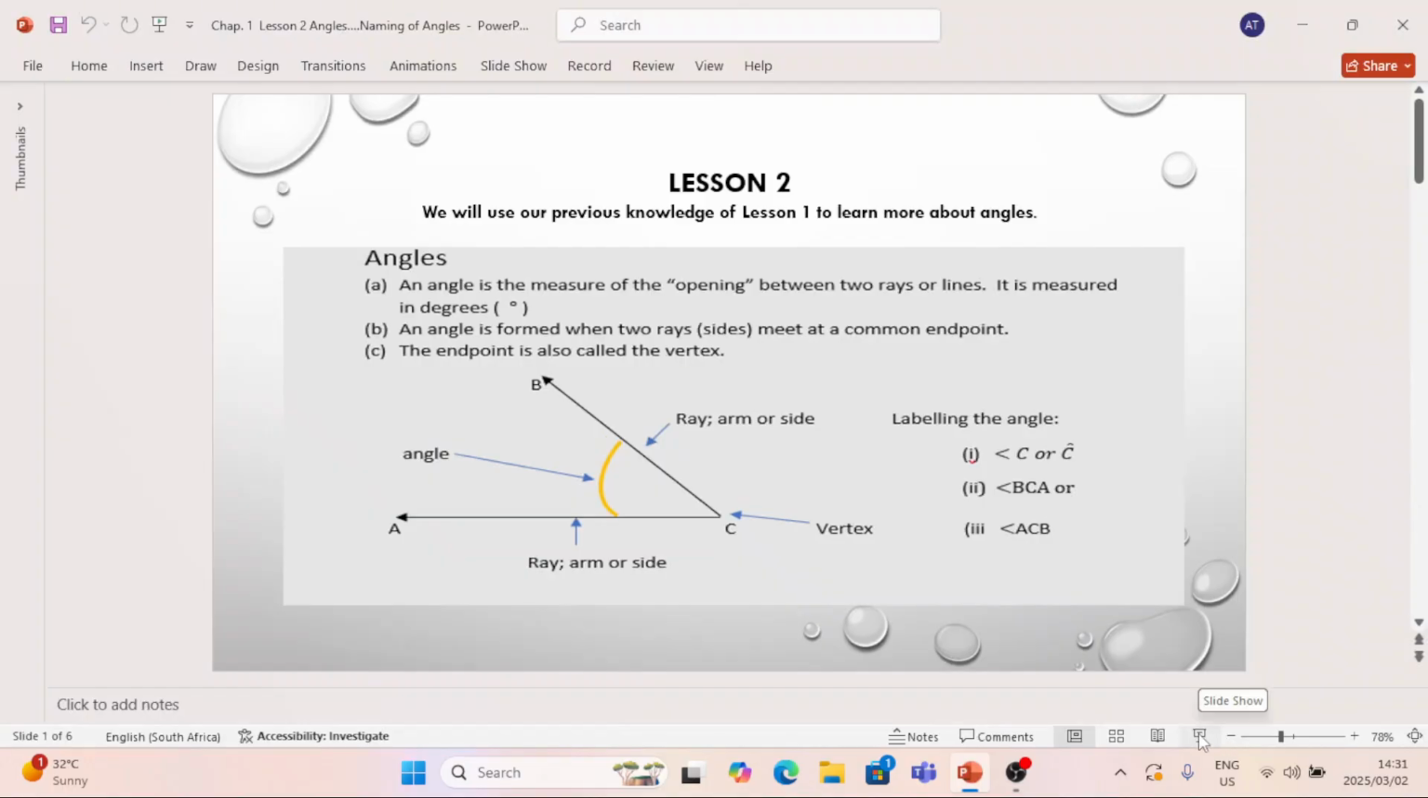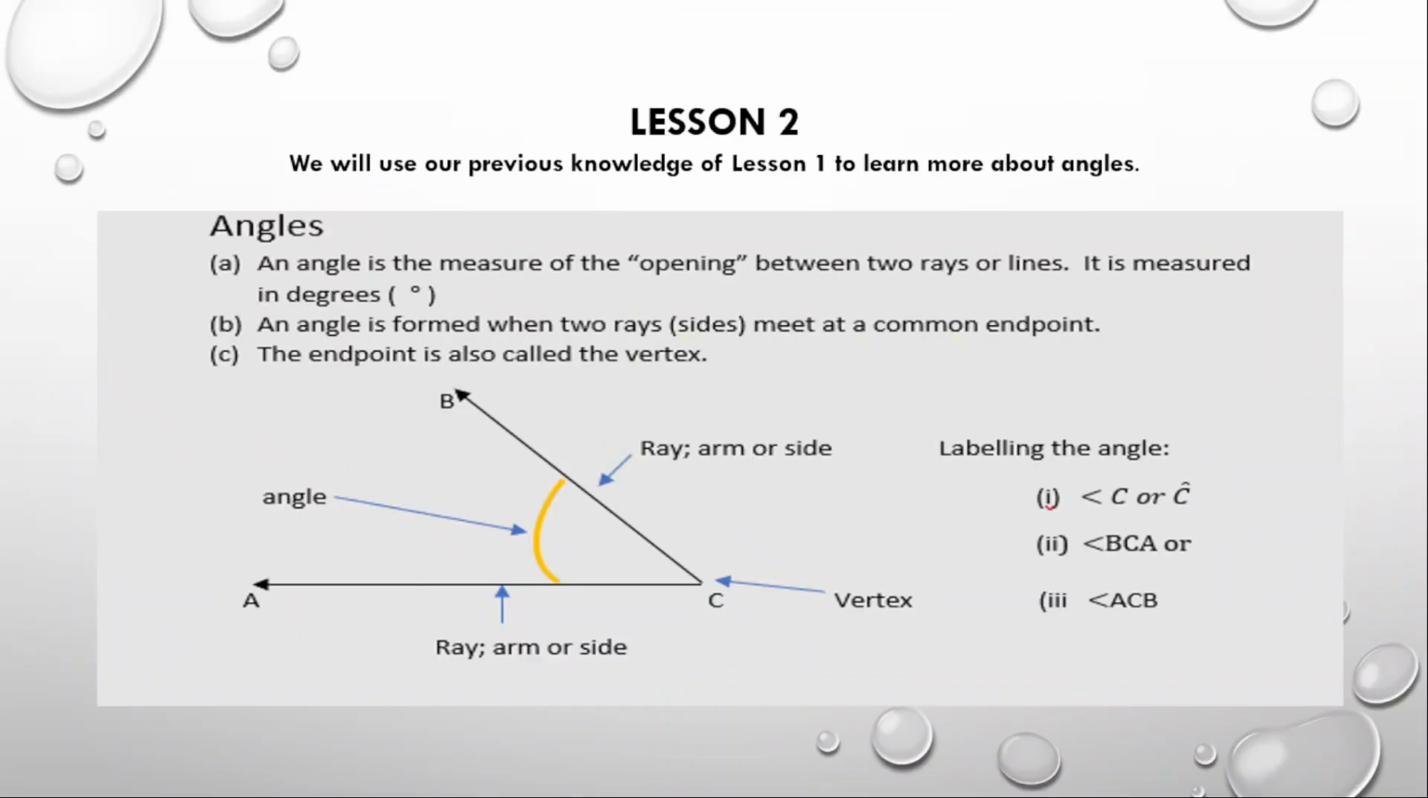We will continue today with lesson 2. So what we are going to do, we are going to use our previous knowledge of lesson 1 to learn more about angles. What is an angle? Now an angle is the opening, you see there, between two rays or lines.